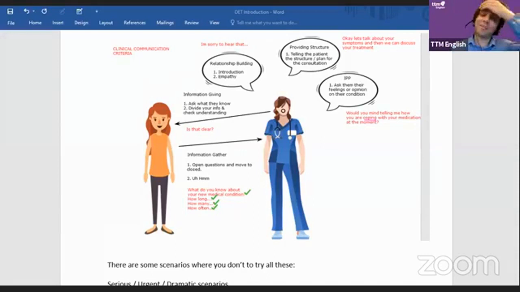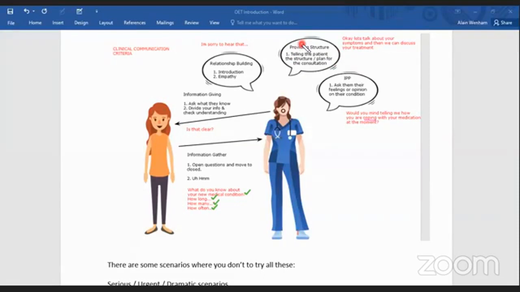Nilma, I'm just going to pick on Nilma. Nilma, are you there? If I'm in an urgent situation, right, and the patient's saying to me, I'm really angry about this. I've been waiting for 3 hours. Why should I not do providing structure? Because I think they will be more angry then. You're just going to make them more angry. They're going to be like, this isn't a consultation.